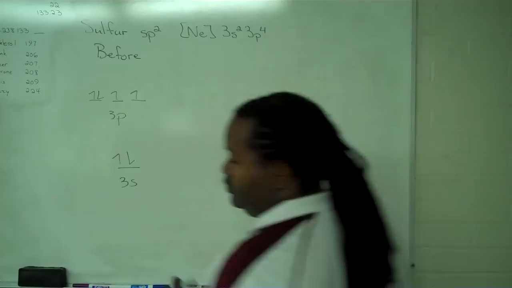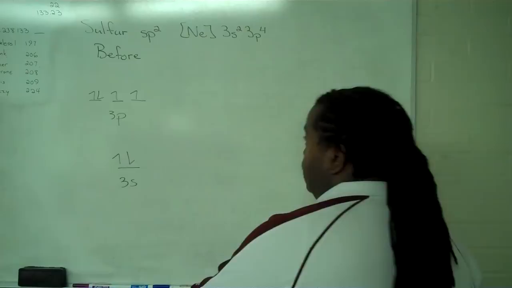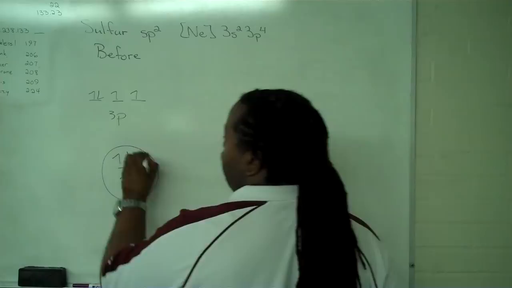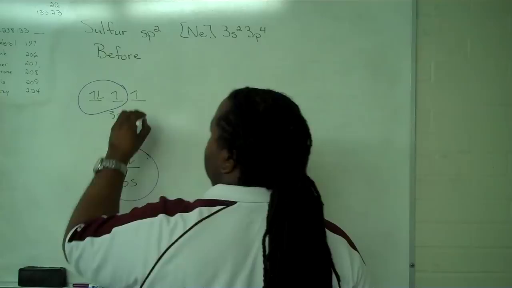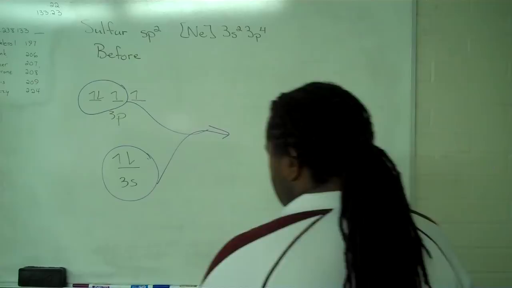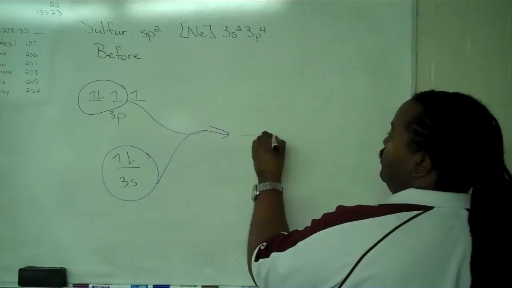Now, the next step then is the selection phase. And in order to make the selection, we're going to take the s, and we need two of our p orbitals. So I'll take these two, and we're going to combine to make our sp2 hybrids. Now, because we captured 1, 2, 3 orbitals, we'll have 3 brand new hybrids.